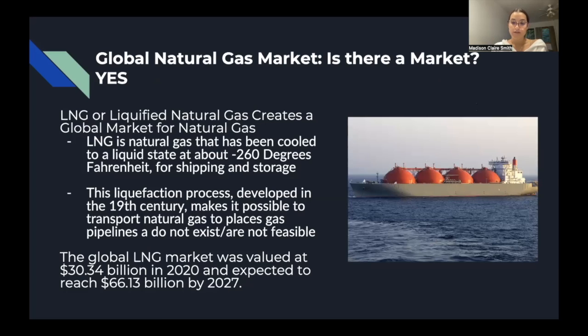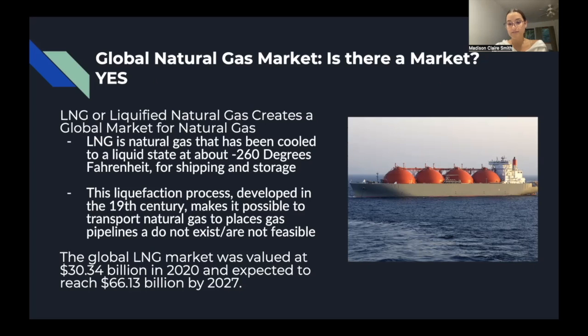Now, one of the questions that we needed to discuss was if there is a global natural gas market, and the answer is yes. A global market is possible because of LNG, which creates a global market for natural gas. It's liquefied natural gas. So LNG is natural gas that has been cooled to a liquid state at about -260 degrees Fahrenheit for shipping and storage.